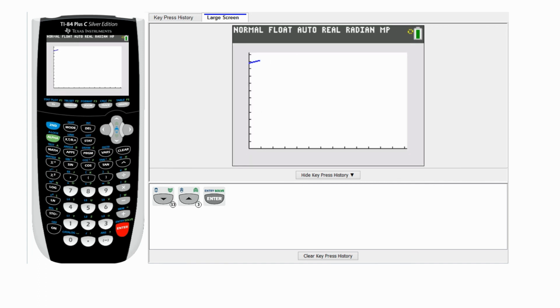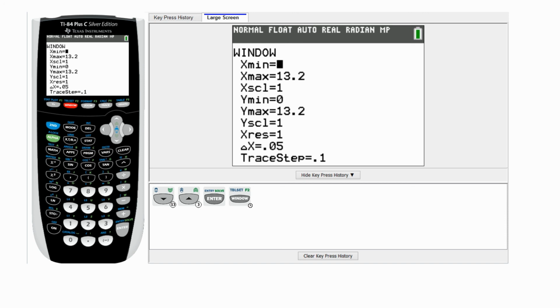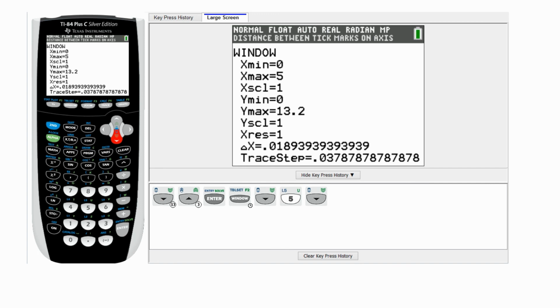Enter. And we have our lines and we can see where they cross. We have a little trouble seeing them. It would be better if we had more of the y-axis showing. I'm going to go to Window. We had a little too much of the x-axis showing, so I'm going to reduce that to 5. And then for my y-max, let's increase that to 20 and press Graph.